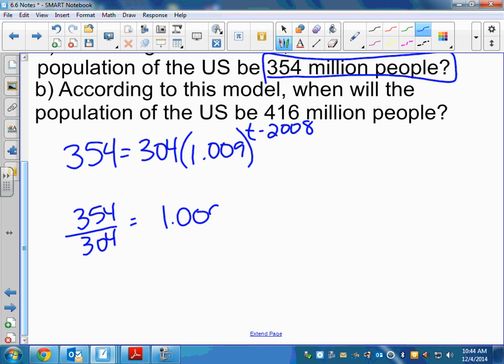But then every time you do a problem like this, if you're trying to solve for what's in the exponent, what are you going to have to do to both sides? ln it or log it.